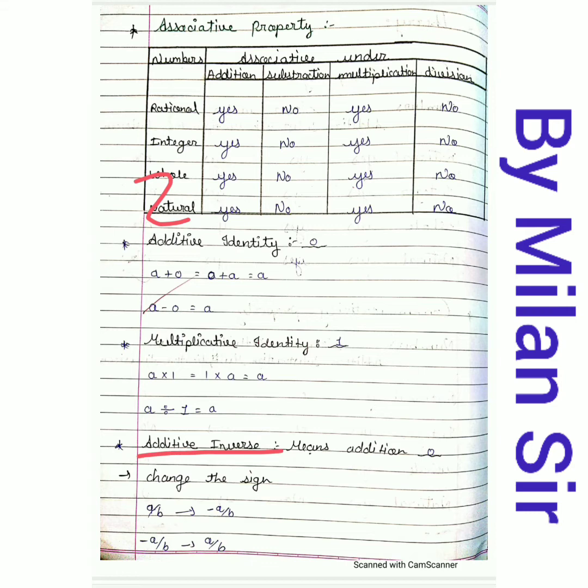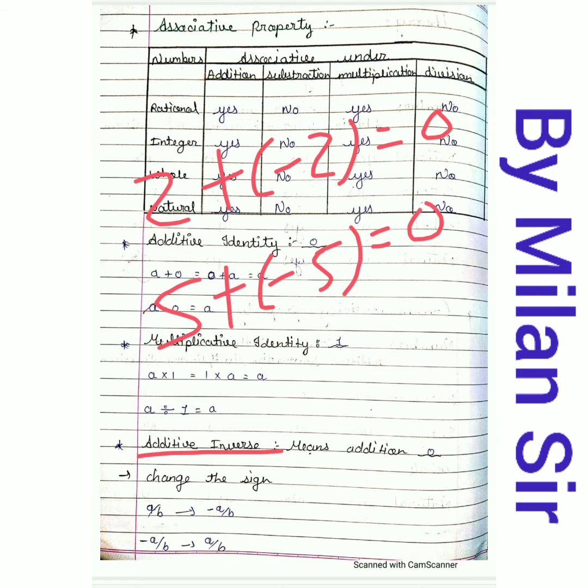Okay, what number do I need to add to this 2 so I get the answer 0? That means addition gives 0. Additive inverse means we need to find the number which gives 0 on addition. If I add minus 2, then my answer is 0, right? If I write 5 here, then I need to take minus 5, so the answer is 0, right? If I take minus 7, then I need to add plus 7, so my answer is 0.